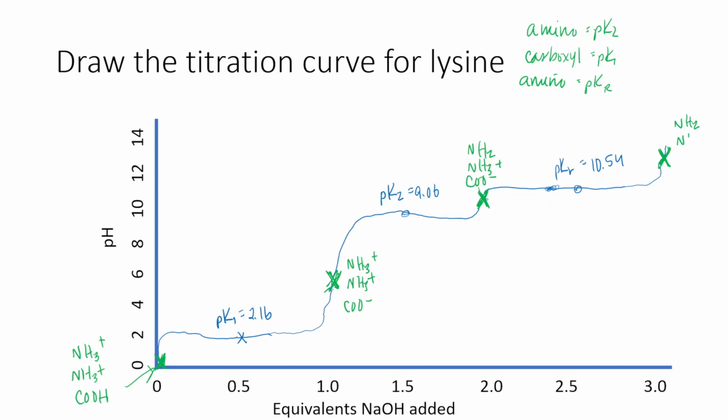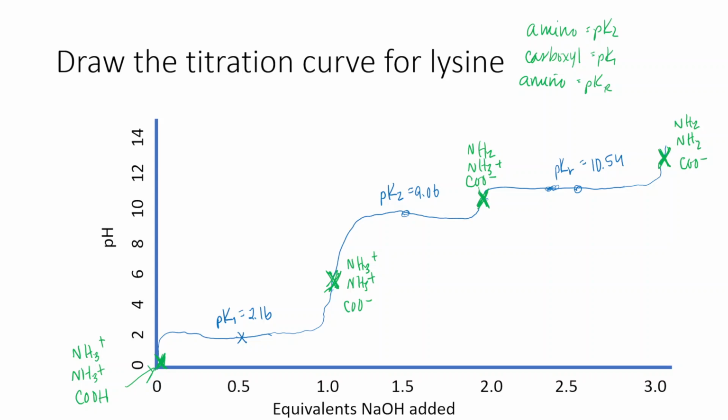Exactly. Yeah, so now we've passed all of the pKs. Everyone is deprotonated. So our 2 amino groups are neutral, and our carboxyl group is negatively charged. So now that we know what's going on at our equivalence points, we can then fill in what's happening at our half equivalence points, where our pKs are.